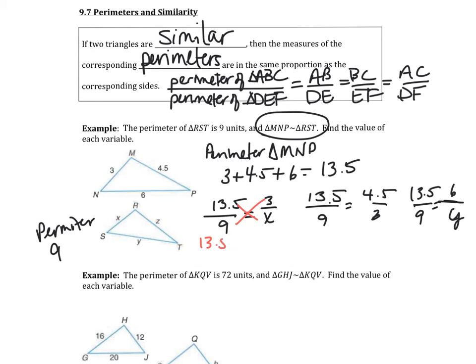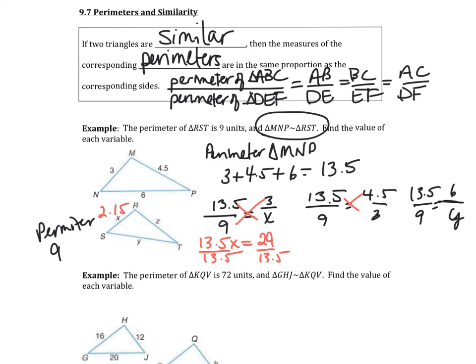So 13.5x equals 9 times 3, which is 27. Divide both sides by 13.5. So 27 divided by 13.5 is 2.15. I'll round that to the nearest hundredth.